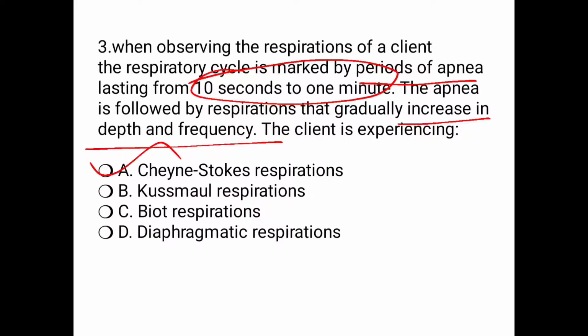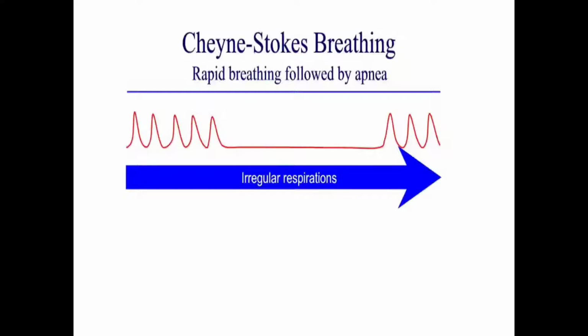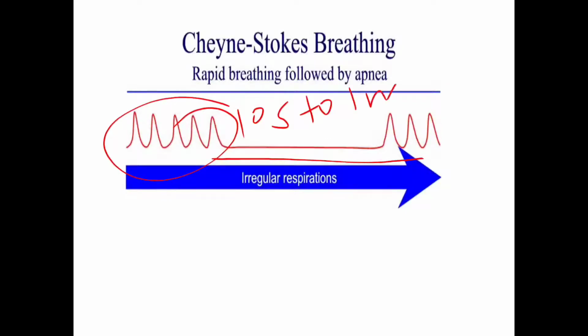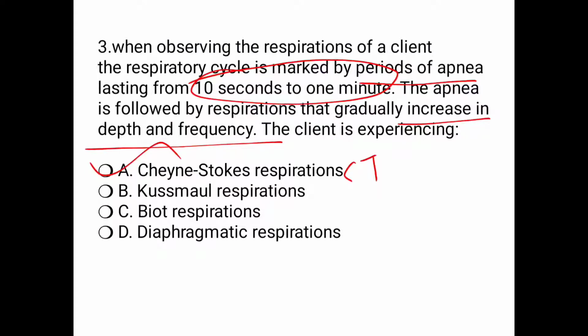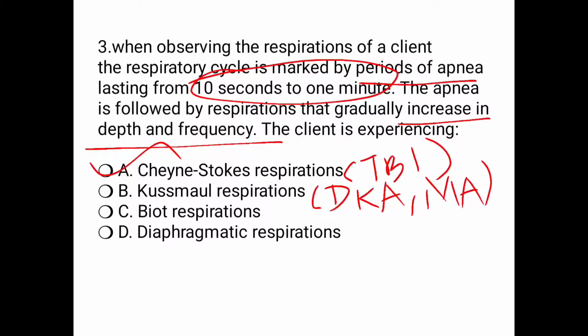What is Cheyne-Stokes respiration? There is an increase in the depth and frequency of the respiration at the beginning, and then a period of apnea which lasts for 10 seconds to 1 minute. Then it is followed by an increase in the depth and frequency of the respiration. This irregular respiration is called Cheyne-Stokes respiration, which can be seen in patients with traumatic brain injury, encephalitis. Then Kussmaul respiration can be seen in patients with DKA, metabolic acidosis, which is an increase in rate and depth of respiration. Biot respiration can be seen in patients with increased ICP. Diaphragmatic respiration is wrong.